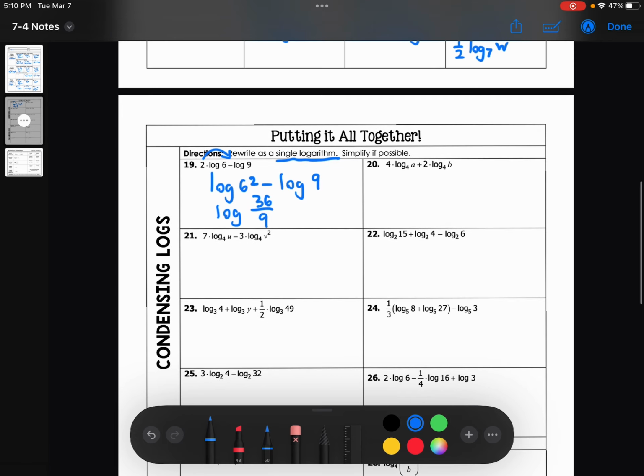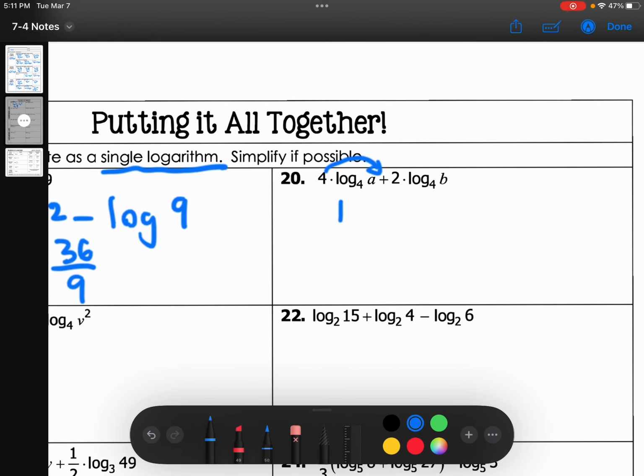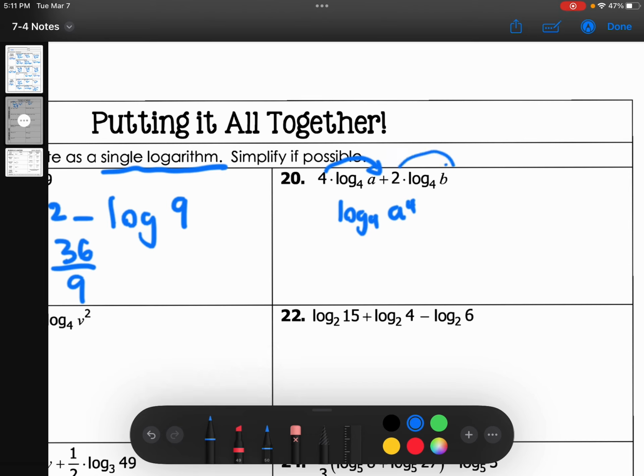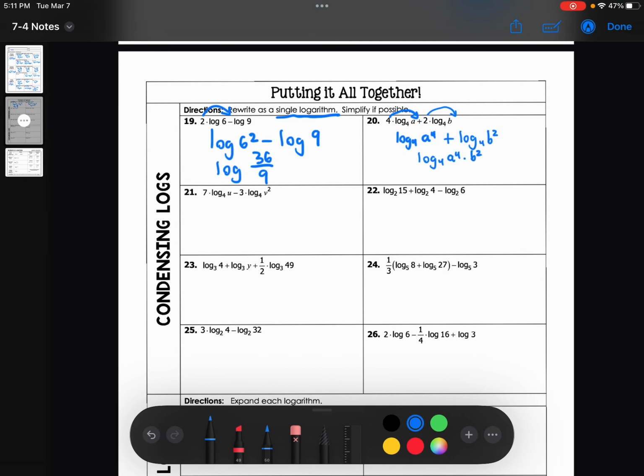Again, bring the power up first. Oh, that one is particularly strange. I did it too much, sorry, I mislooked at it. This 4 right here would go up here. So this would be log base 4 of 8 to the 4th. Let me make this a little bit thinner. And this 2 right here, I can put it up here. So this would be plus log base 4 of b to the 2nd. Now because I'm adding, I'm going to multiply those two. So this would be the answer for that, okay?